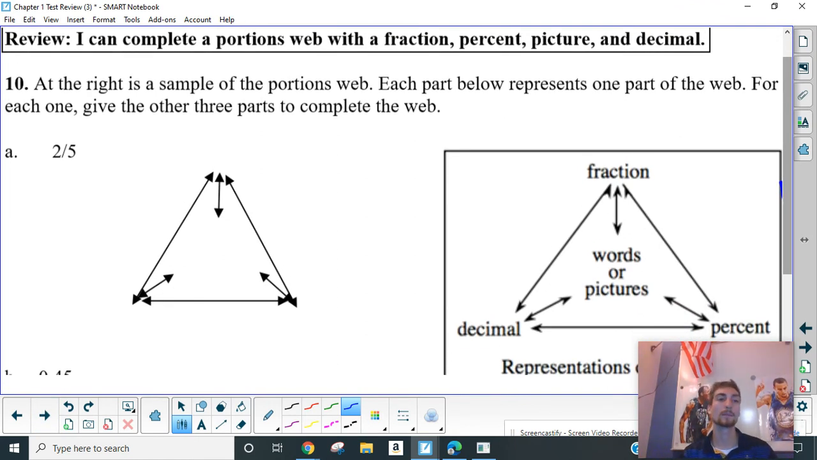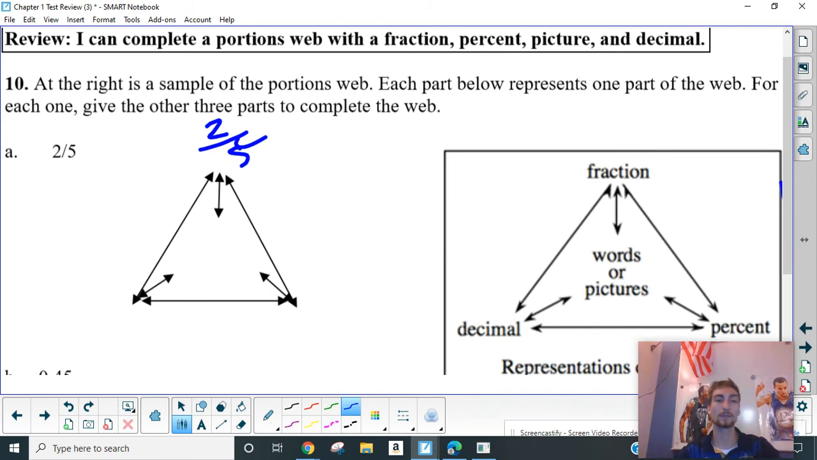And then it says, problem 10. I can complete a portions web with a fraction, percent, picture, and decimal. Wow, 4 parts. Okay, so first off, we have 2/5. That would be my fraction. That's taken care of. Now we're looking at decimal. So if I have 2/5, what would that be as a decimal?